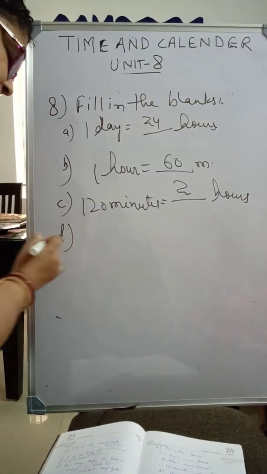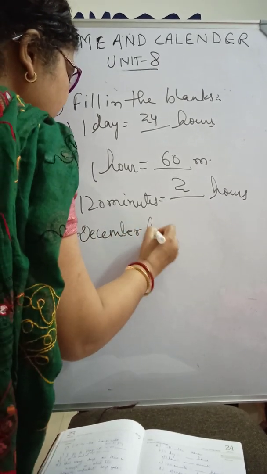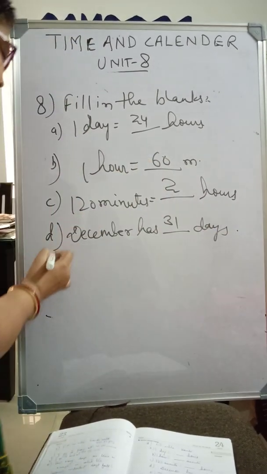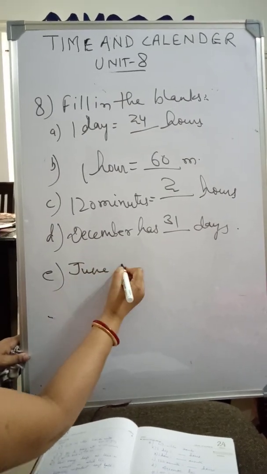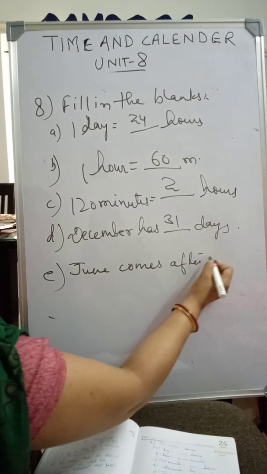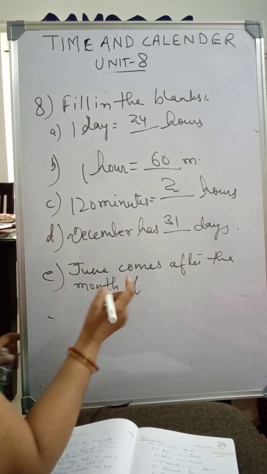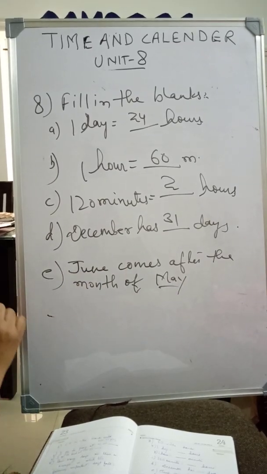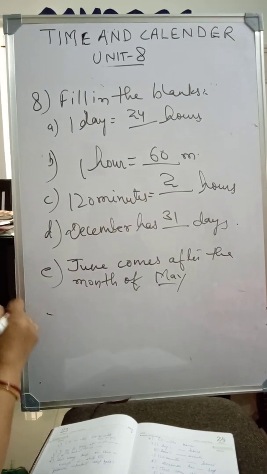Now come to D. December has dash days. December has 31 days. E. June comes after the month of... after which month does June come? It's May. So children, we always have to remember the names of the months, the names of the days and the relationship between hours and minutes.